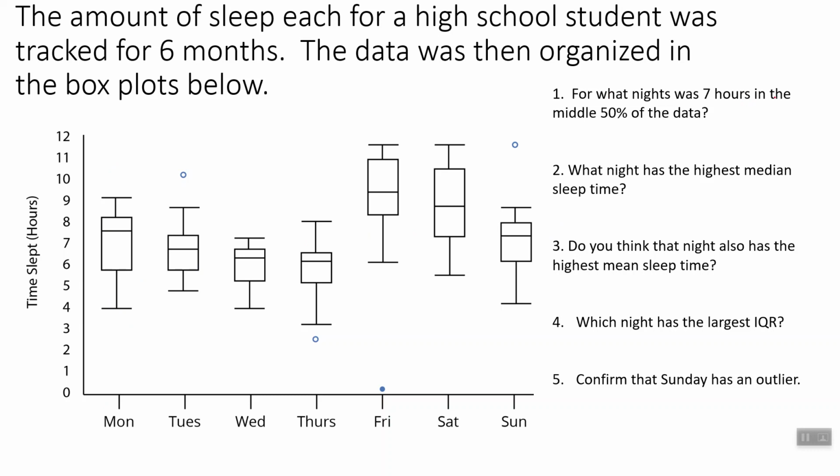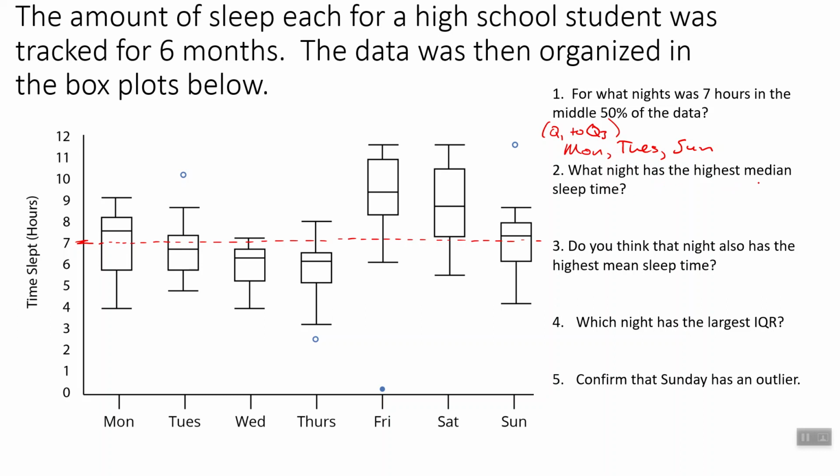For what nights was 7 hours in the middle 50% of the data? Remember, the middle 50% is from Q1 to Q3. So we want 7 to be between. 7 looks like right there. So let's see. That one's got it. That one's got it. Nope. Nope. Oh, that looks close, but I'm going to call that a nope. And that one, yes. So it looks like Monday, Tuesday, and Sunday are our winners for that.